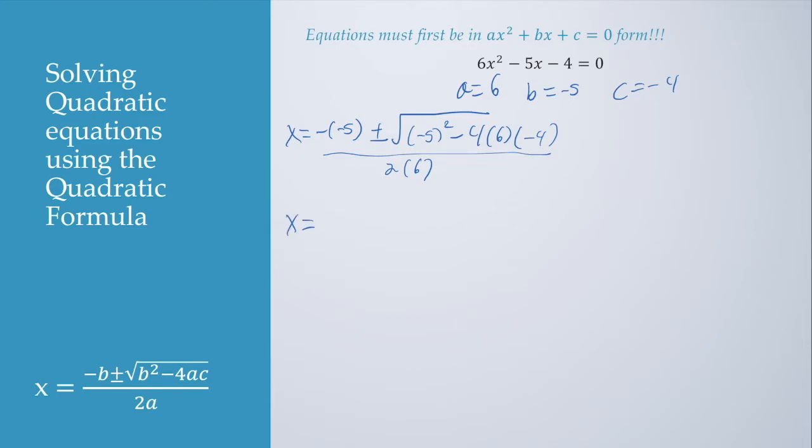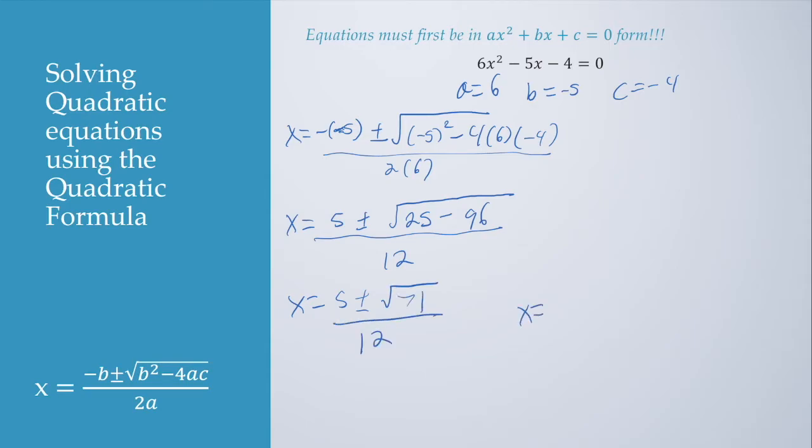So x is negative negative 5, which is a positive 5, plus or minus the square root of 25 minus a negative 4 times 6, which is a negative 24, times a negative 4, which is a positive 96, all over 12. X is 5 plus or minus the square root of 71 over 12. So x is 5 plus the square root of 71, which is prime and I can't simplify, over 12. And x is 5 minus the square root of 71 over 12. Remember, the answers are conjugates.